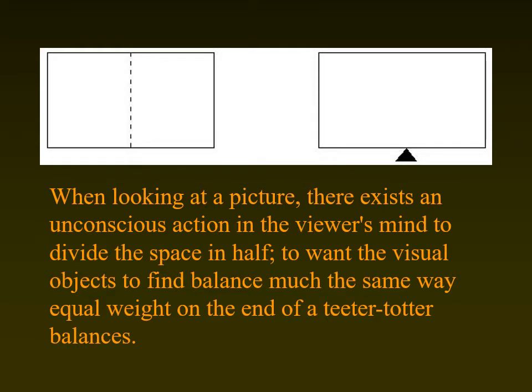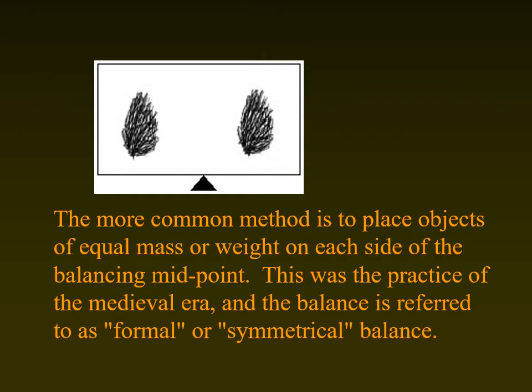The odd rule of composition. This is going to help you to compose your photographs in a nice way. So when you look at a picture, you kind of unconsciously want to divide it in half to find some balance. So the most common method: put something on each side so that your balance is symmetrical.